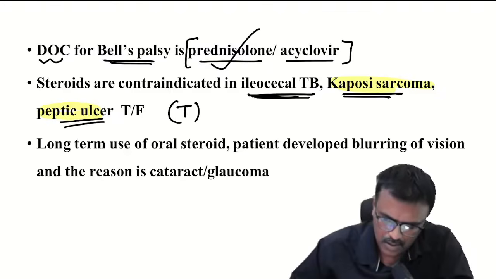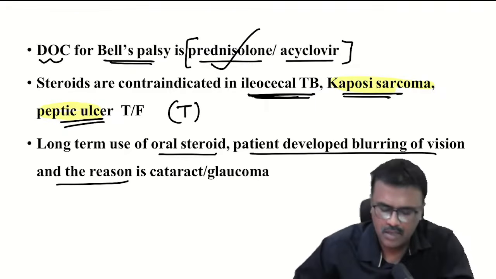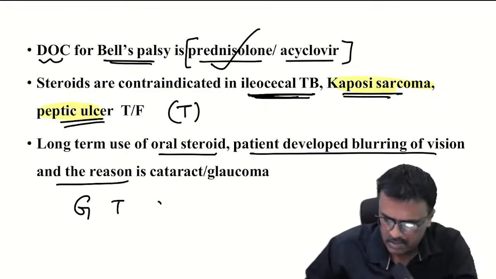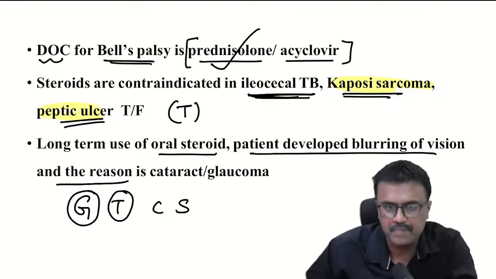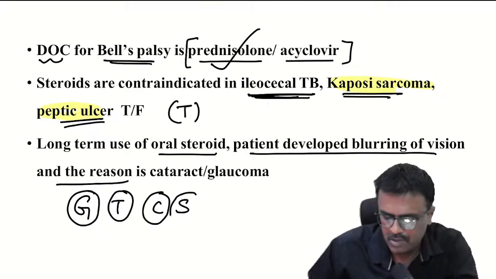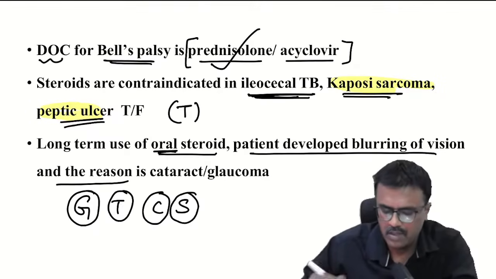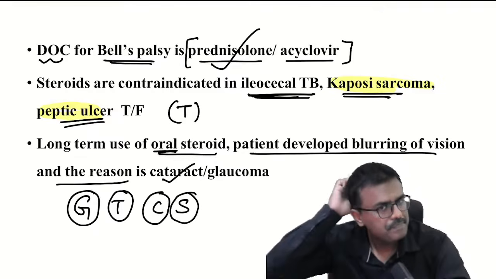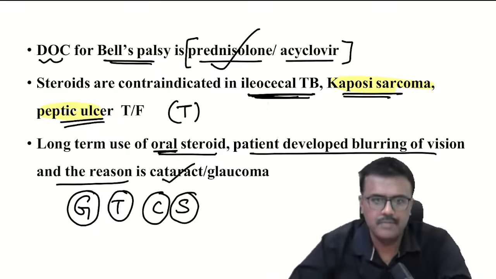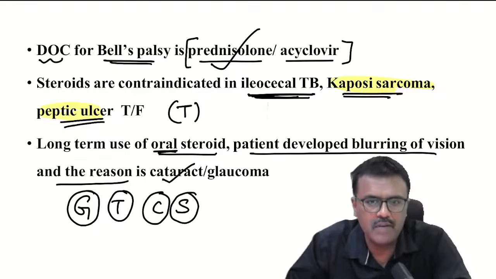Second, with long-term use of oral steroid, the patient develops blurring of vision. The reason is, now you know the simple mnemonic GTCS. You develop glaucoma if you give steroid topically. You develop cataract if you use steroid systemically. So oral is a systemic route. Patient coming with blurring of vision, so I suspect cataract. Glaucoma if you use eye drops. And you know, in steroids, you should never abruptly stop the steroid. You should taper the doses.